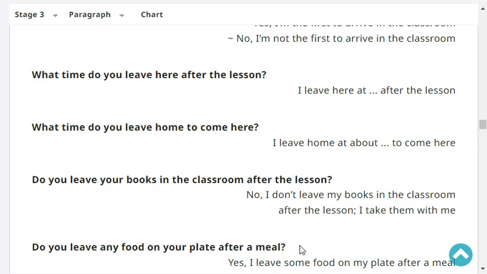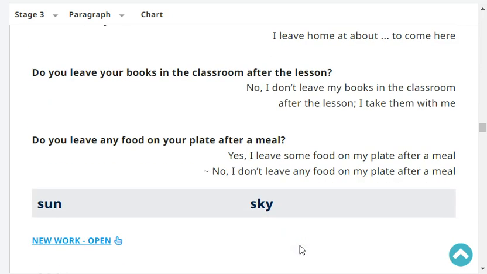Very good. Do you leave any food on your plate after a meal? Yes or no? No, I don't leave any food on my plate after a meal. Very good. One more. No, I don't leave any food on my plate after a meal. Very good.